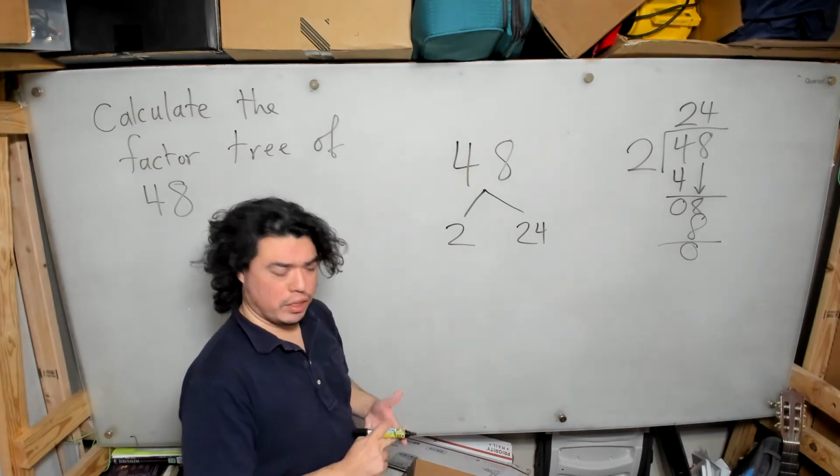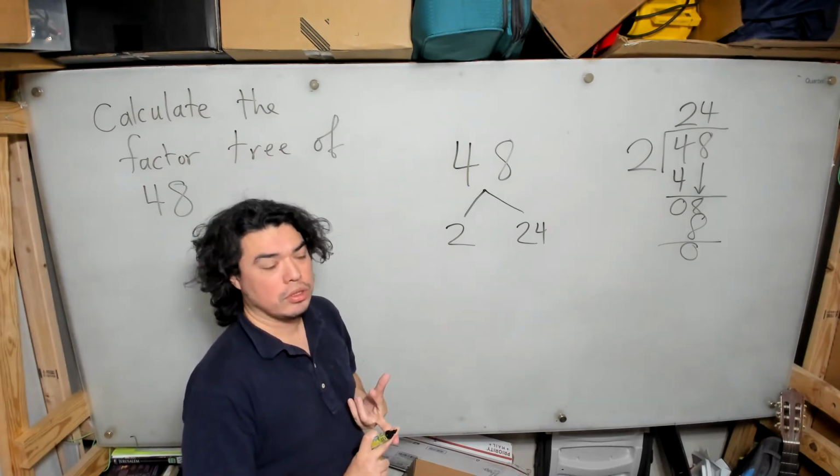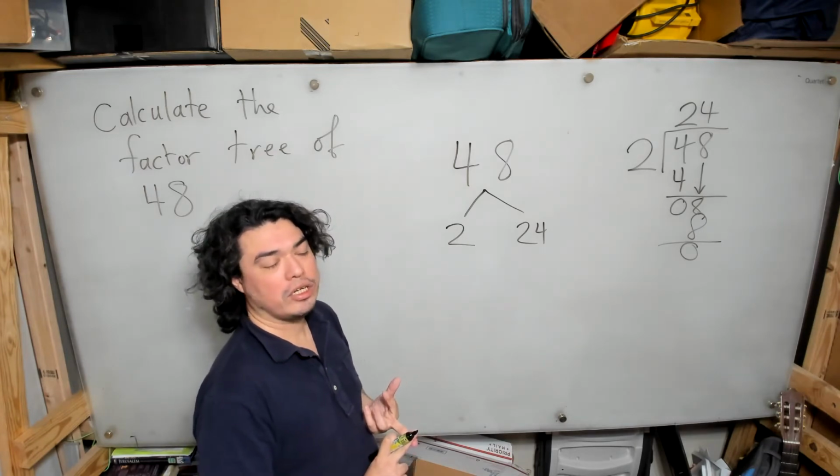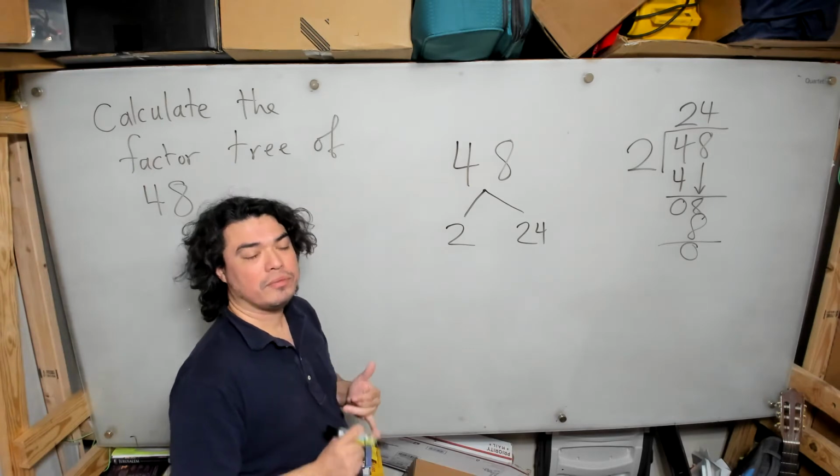Then you have 3. 4 is not prime. Why? Because 4 is equal to 2 times 2, so it has factors that are different from 1 and itself. 5 is a prime number. 6 is not.